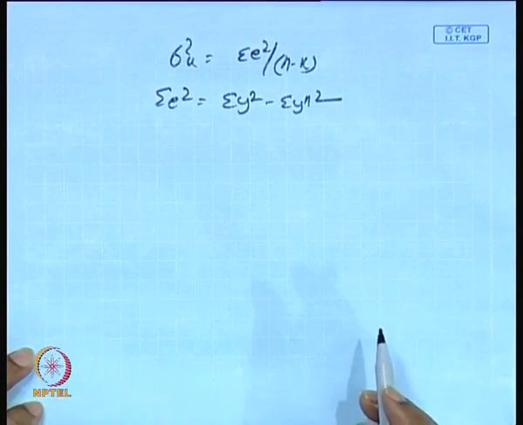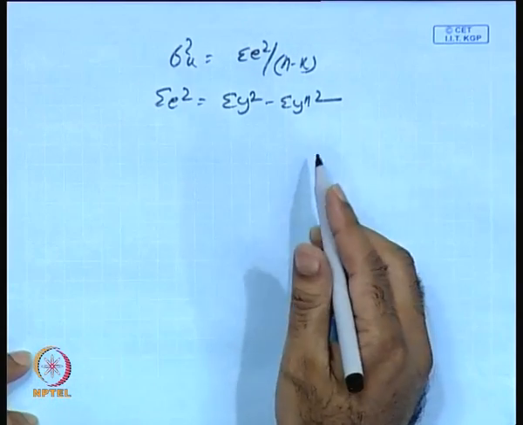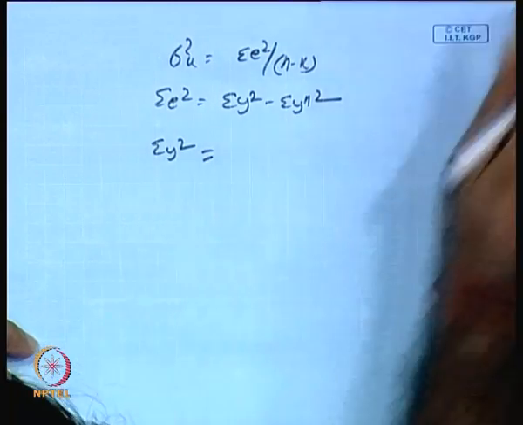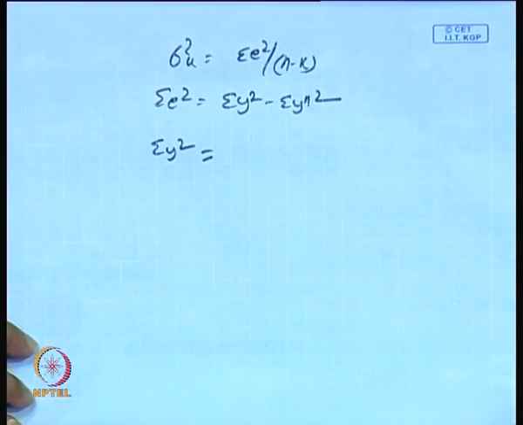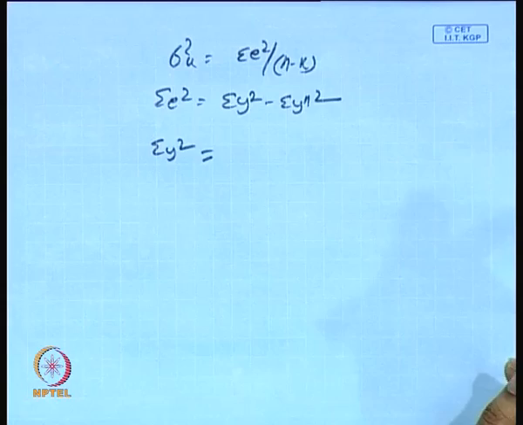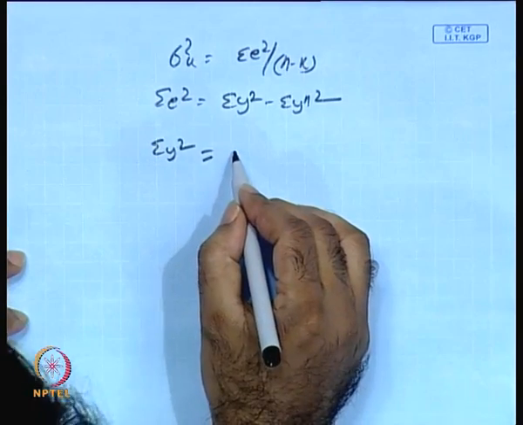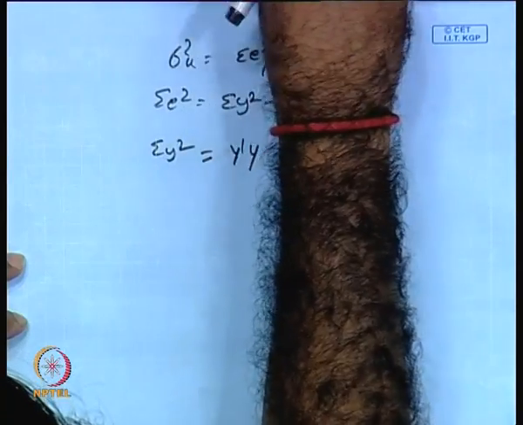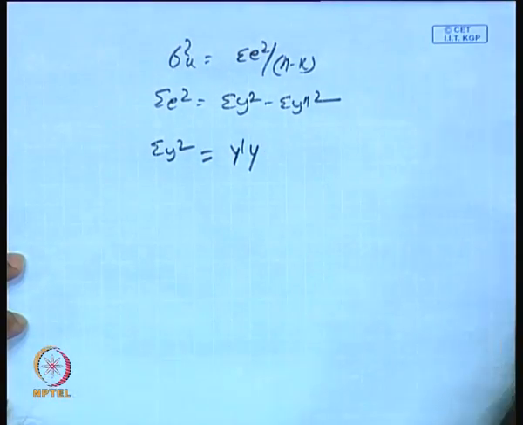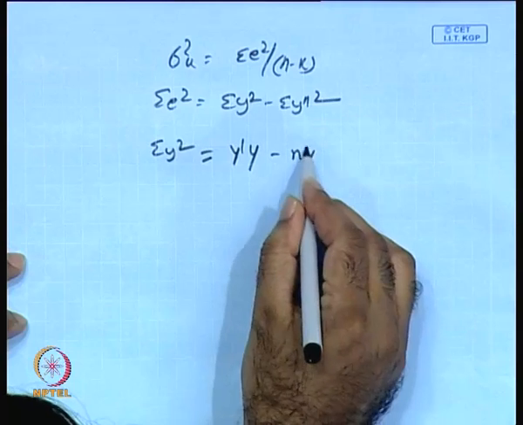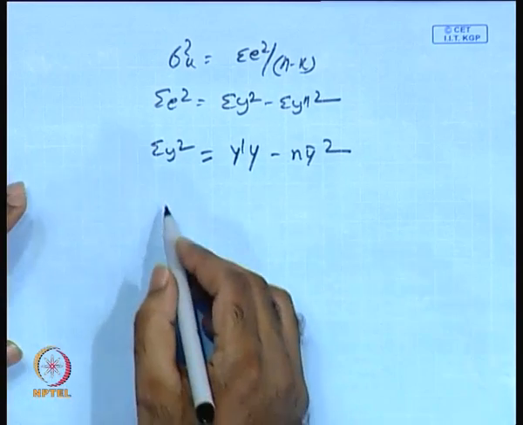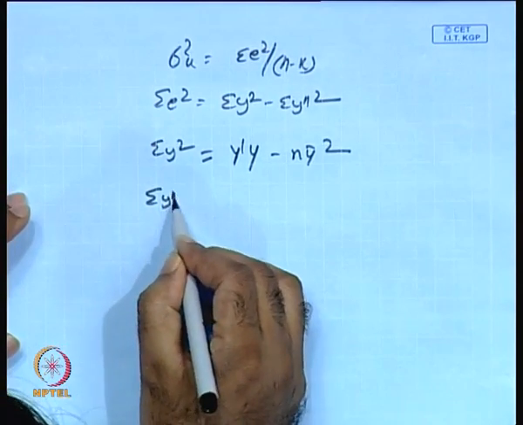Okay, so what is summation y hat square? Summation y square is here. Summation y square equals y transpose y minus n y bar square. So this is the structure: y transpose y minus n y bar squares.